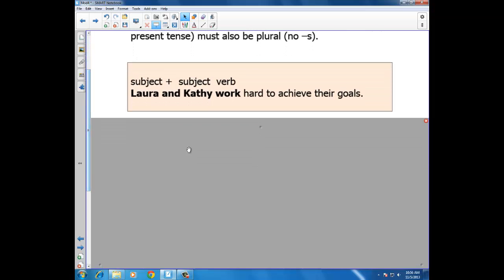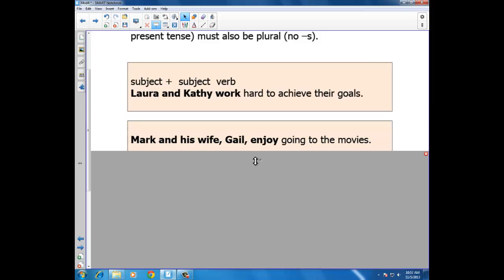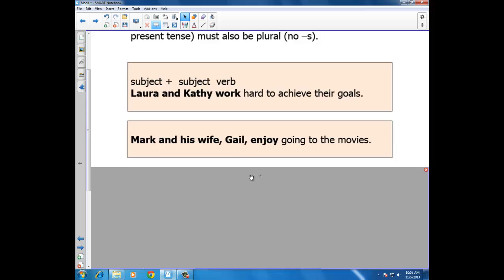In this example, the subject, Laura, is joined with the subject, Kathy, by "and." The word "and" functions as an addition sign. Therefore, the subjects Laura and Kathy are plural. If you substitute the pronoun "they" for the subjects, you can determine that the verb is plural. They work. The same rule applies in the following cases.